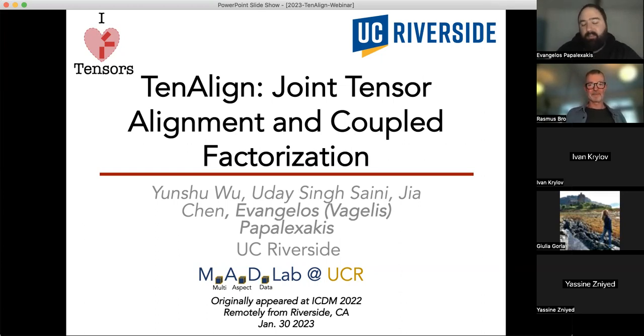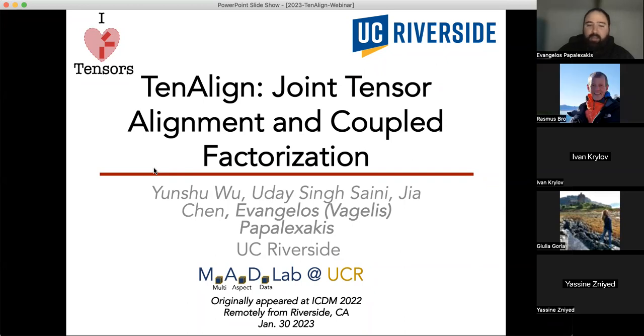What I'm going to talk about is this paper we presented a couple of months ago at ICDM, which, as Rasmus said, has to do with coupled tensor factorization as we know it, but with a little twist that makes things a little more juicy and hopefully fun. This is work led by my student Yunshu Wu, with help from Uday and Zia, and they're all folks at UC Riverside.